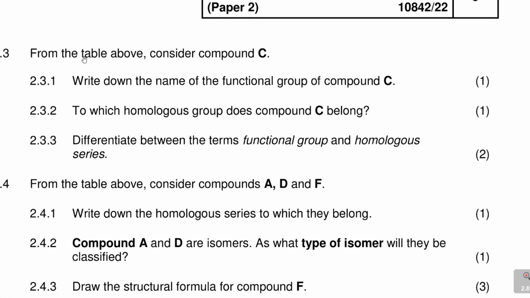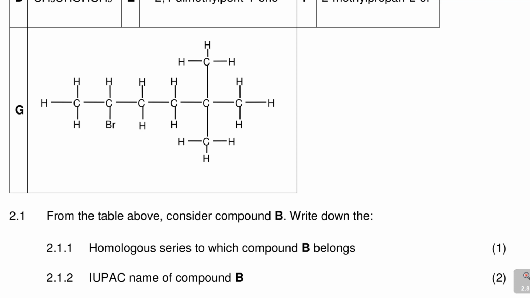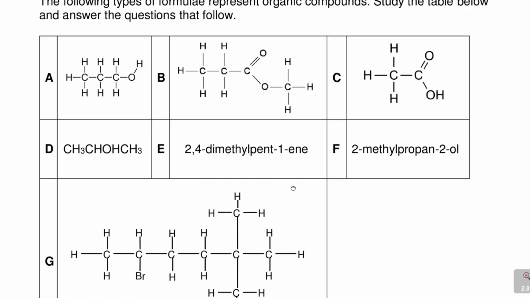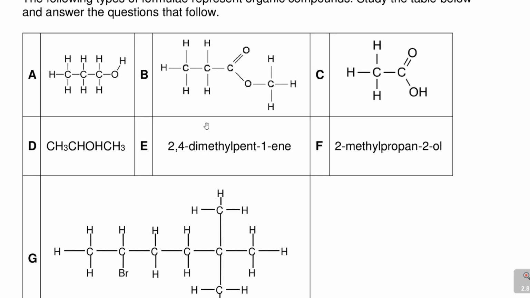It says from the table above, consider compound B. So I'll have to be going back. Let me remove that to these compounds. It said from the table above, consider what? Compound C. Let's look at compound C. There it is, and you can see the functional group quickly. There is the one at the end. See, so it's more like you've got RCOOH.